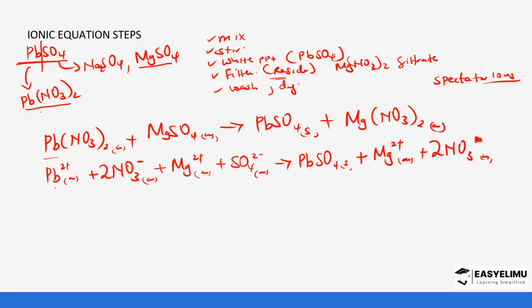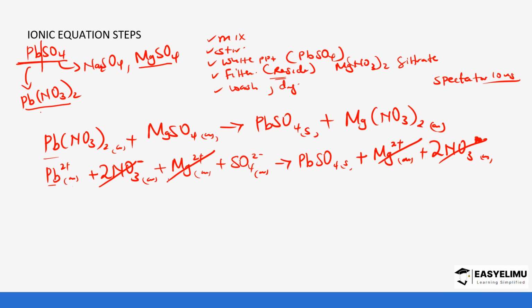When you look at lead, we are starting with it in aqueous state and it's ending up in solid state. So this is not going to be cancelled off. If we look at nitrate ions, we start with them in aqueous state and they end up still in aqueous state. This forms part of the spectator ions. We don't need them. Magnesium is aqueous in the reactant and also aqueous in the product, so we cancel it out. And then sulfate is aqueous, but in the product is in solid state. So we do not cancel that.